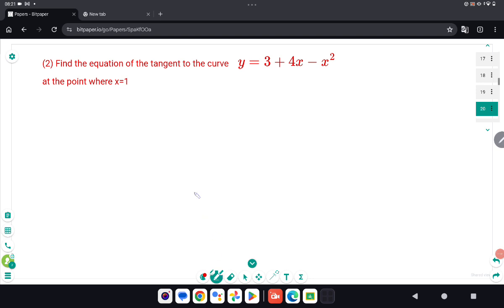Question 2: find the equation of the tangent to the curve y equals 3 plus 4x minus x squared at the point where x is 1. Okay, so again, let's differentiate first to find our gradient function. Times by the power, take 1 off the power, 3 disappears, 4x gives us 4, and then minus 2x. So when x is 1, dy/dx, our gradient, is 4 minus 2 times 1, which is 2.